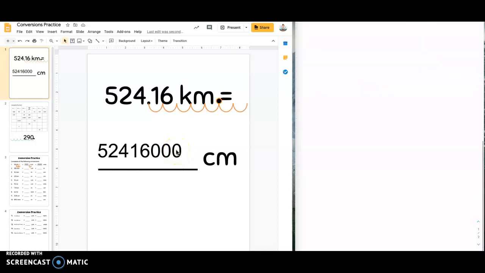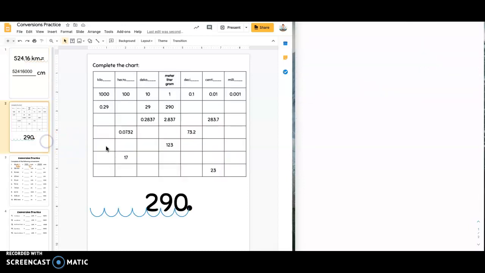We are going to move on to the next page, just to look at how we are going to complete this page. So it says complete the chart. So here at the top of the page, we have the prefixes out in the front, and then we have the base units that we will be working with in the middle. And we know that in 1 meter, 1 liter, 1 gram, there are 10 decameters, 10 liters, 10 grams. So we are going to fill in this chart using our conversion that we have practiced with.